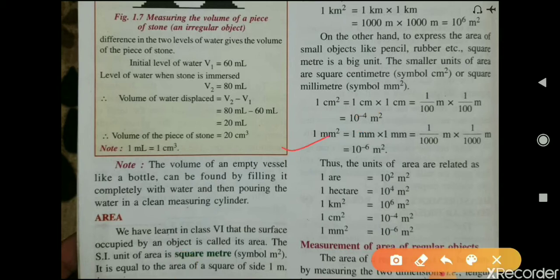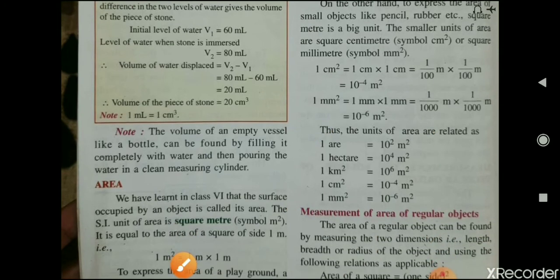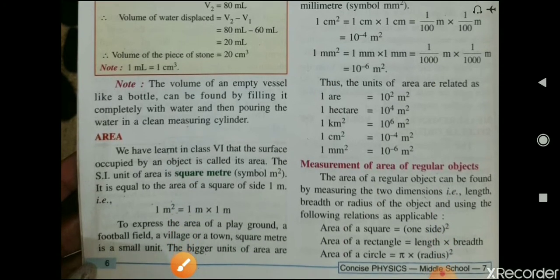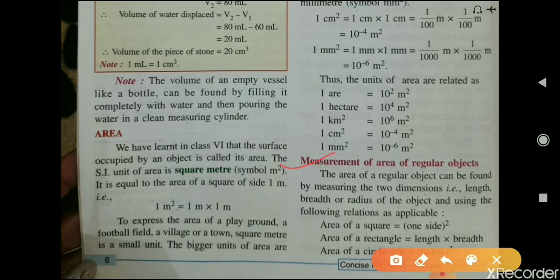In the same way, 1 millimeter square is equal to 10 raised to the power minus 6 meter square. These are the relationships between different units of area and the SI unit of area. You have to learn all these relationships. Now, next is measurement of area of regular objects.